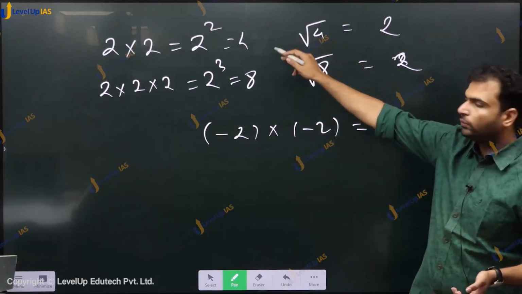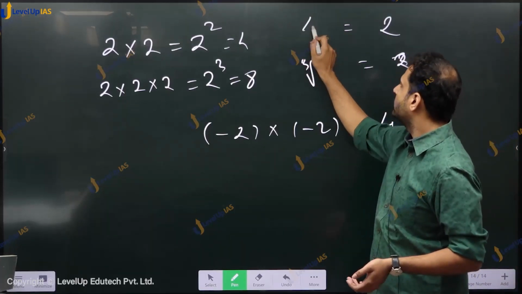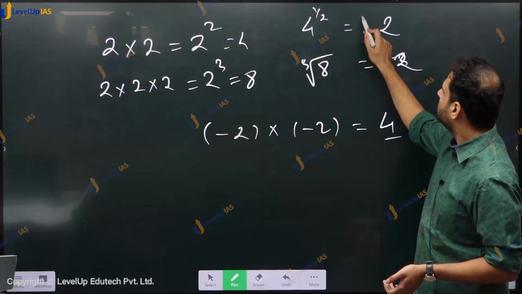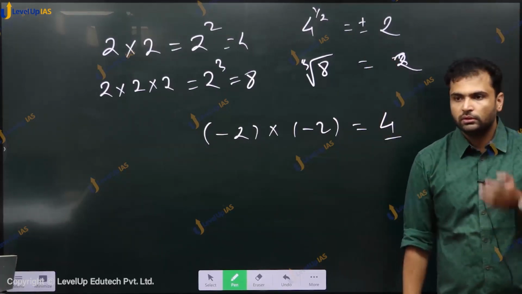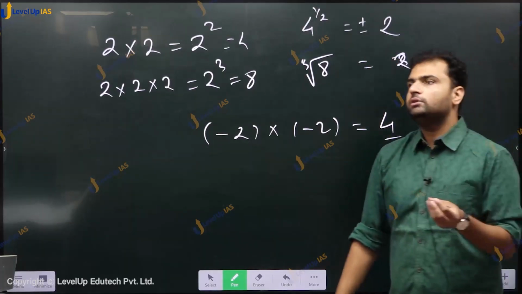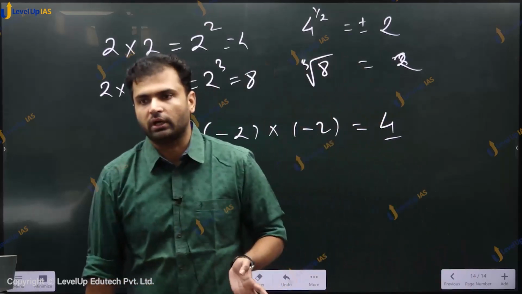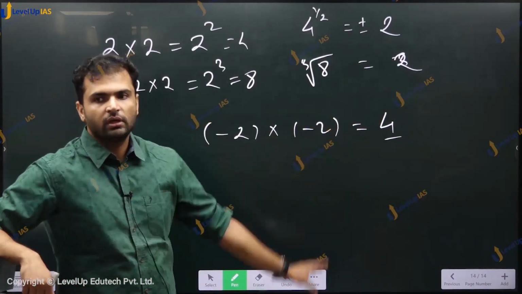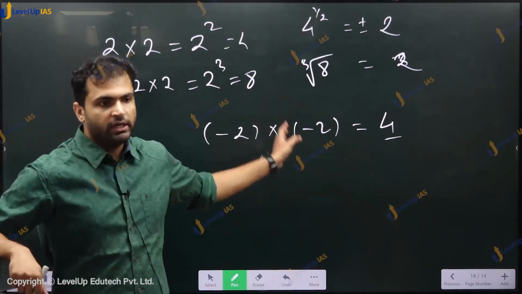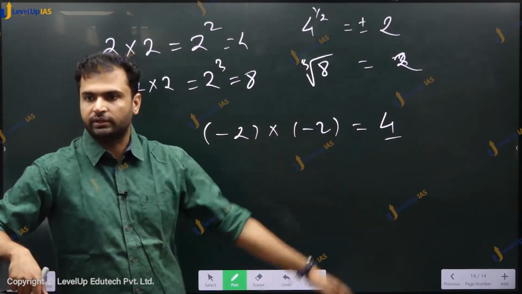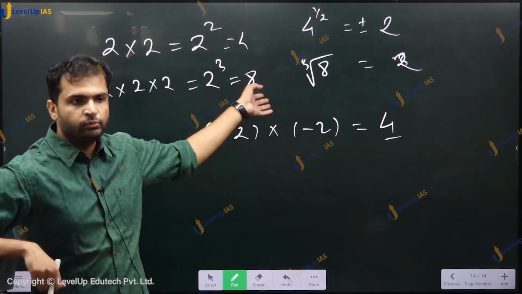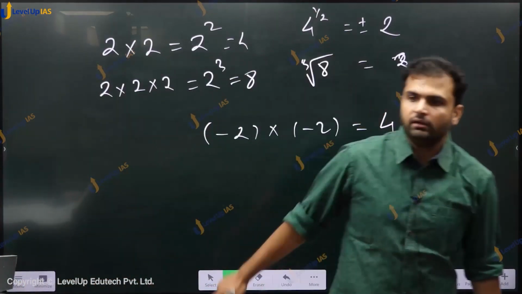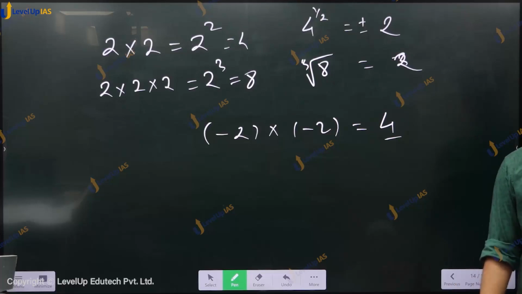So square root of 4, or we can also write it as 4 to the power 1 by 2, is plus or minus 2. So it depends on which system we are talking about. If we are talking in natural numbers, we don't need to take negative numbers. But if we are talking in integers or rational numbers, it is important to specify both positive and negative roots. And we have seen this in one particular question, if you remember.